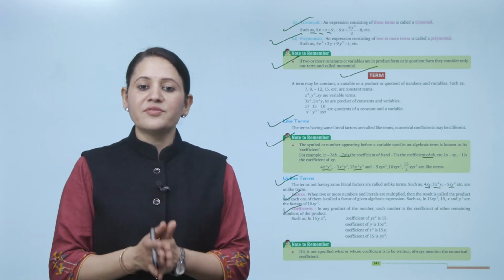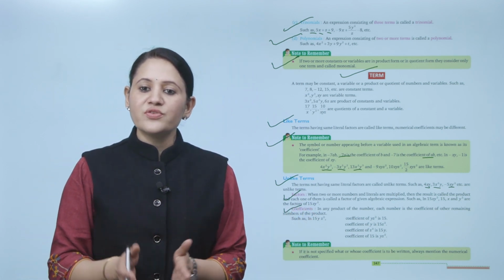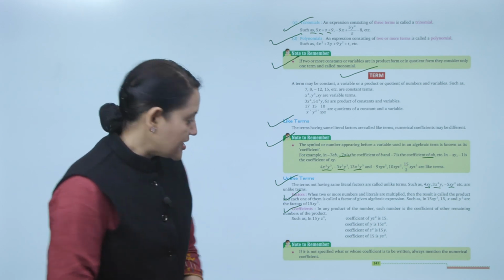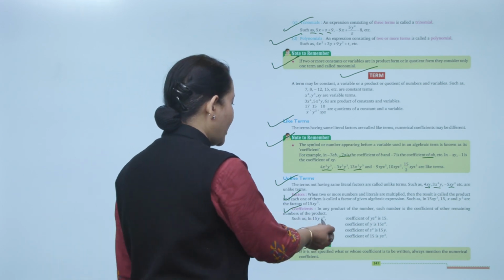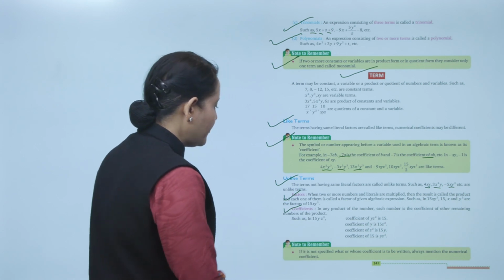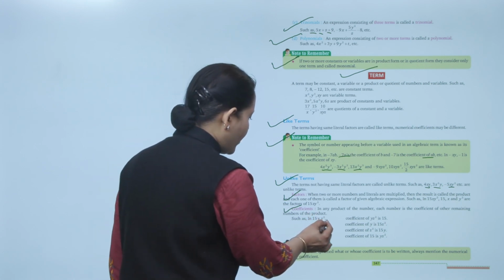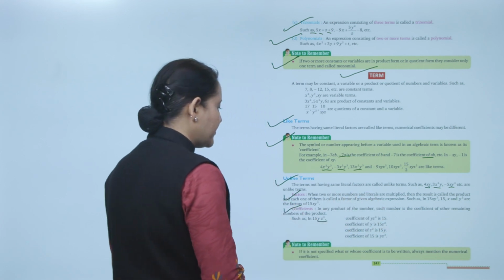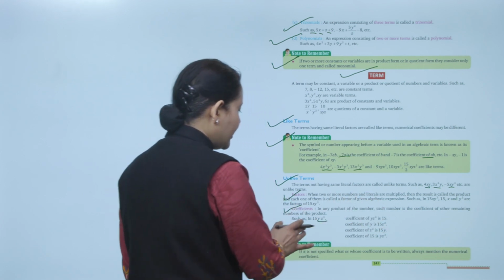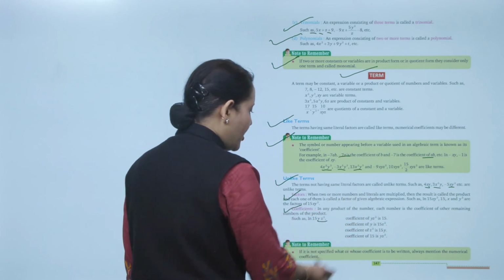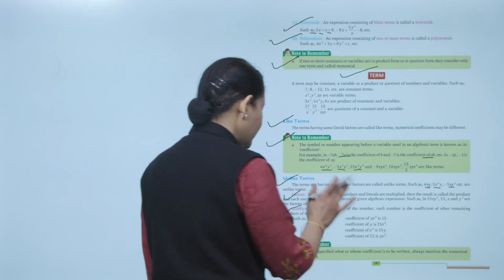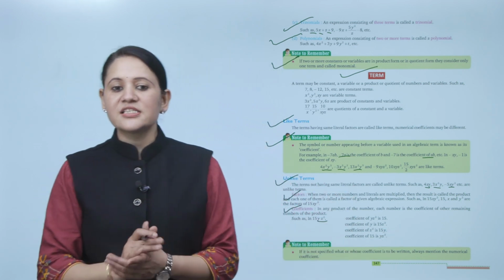Next is coefficient. In any product of numbers, each number is the coefficient of the other remaining numbers of the product, such as 15yz square. If we talk about the coefficient of yz square, the remaining part is 15, so the coefficient will be 15. Coefficient of y is 15z square. Coefficient of z square is 15y, and coefficient of 15 is yz square. Clear?